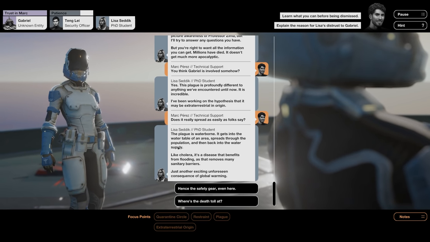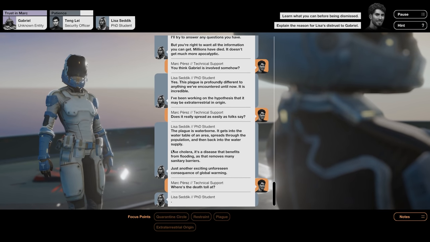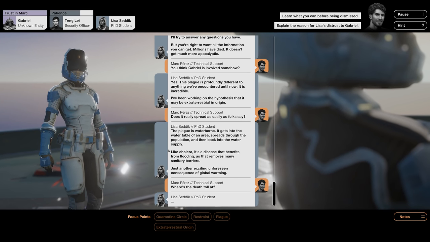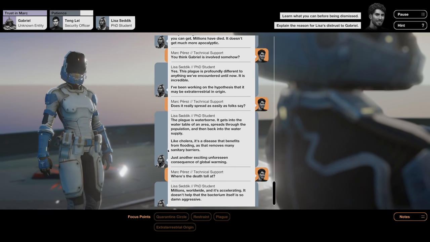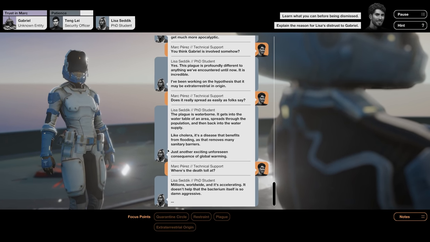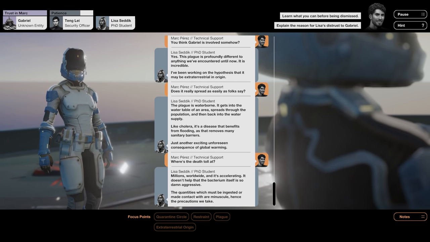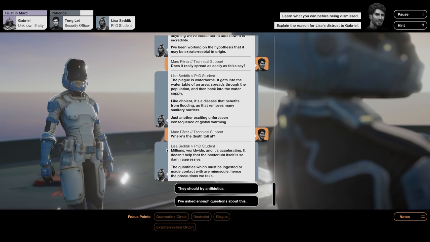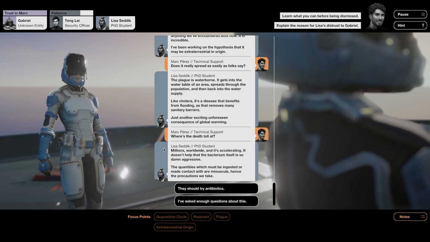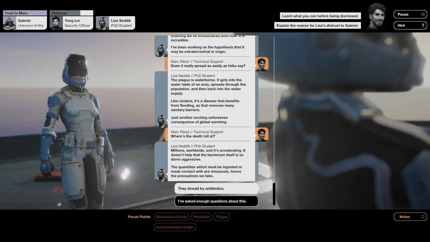Where's the death toll at? Millions worldwide, and it's accelerating. It doesn't help that the bacterium itself is so damn aggressive. The quantities which must be ingested or made contact with are minuscule, hence the precautions we take. Okay, I think that's enough.